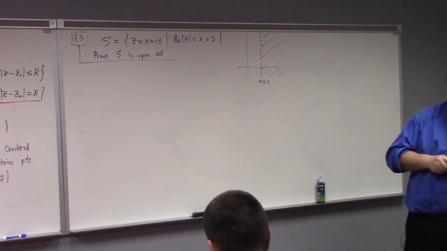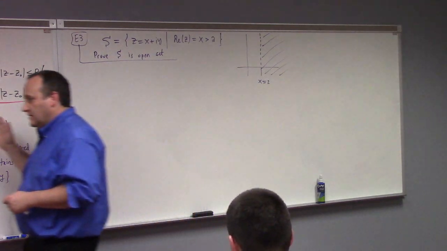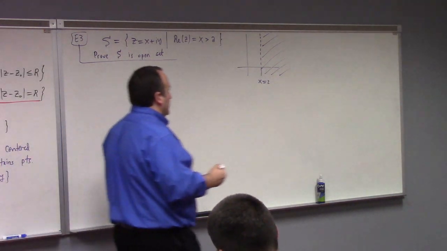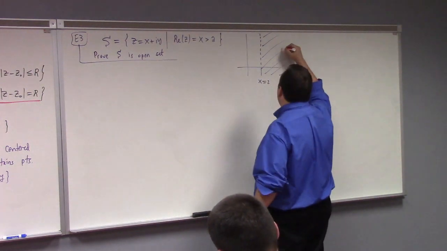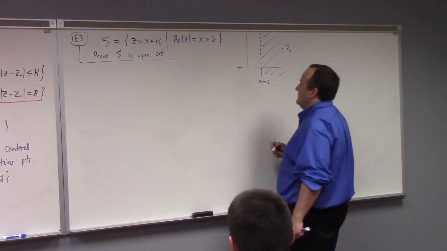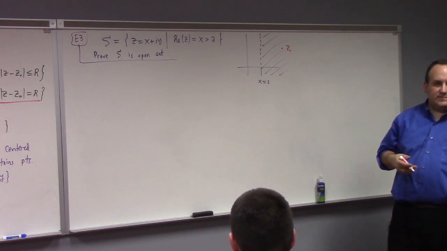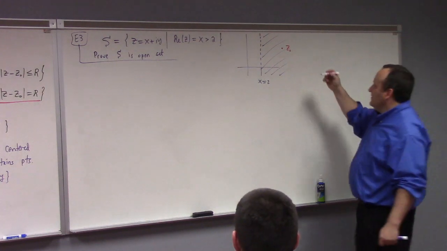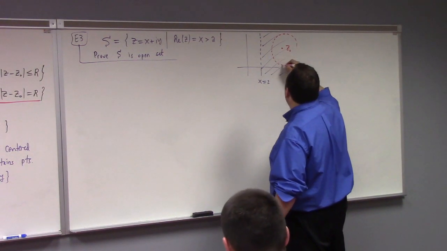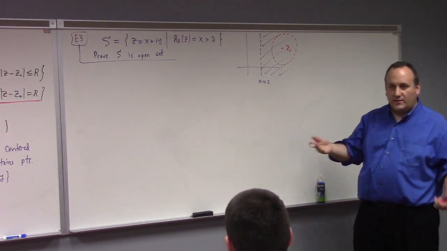So how do we have to proceed? Well, we have to pick a point over there and show it's interior. So if I pick some point like this, let me call it z naught. I just picked that point. I want to show that that's interior. Well, what could I do? You can kind of see it in the picture. I draw like that.